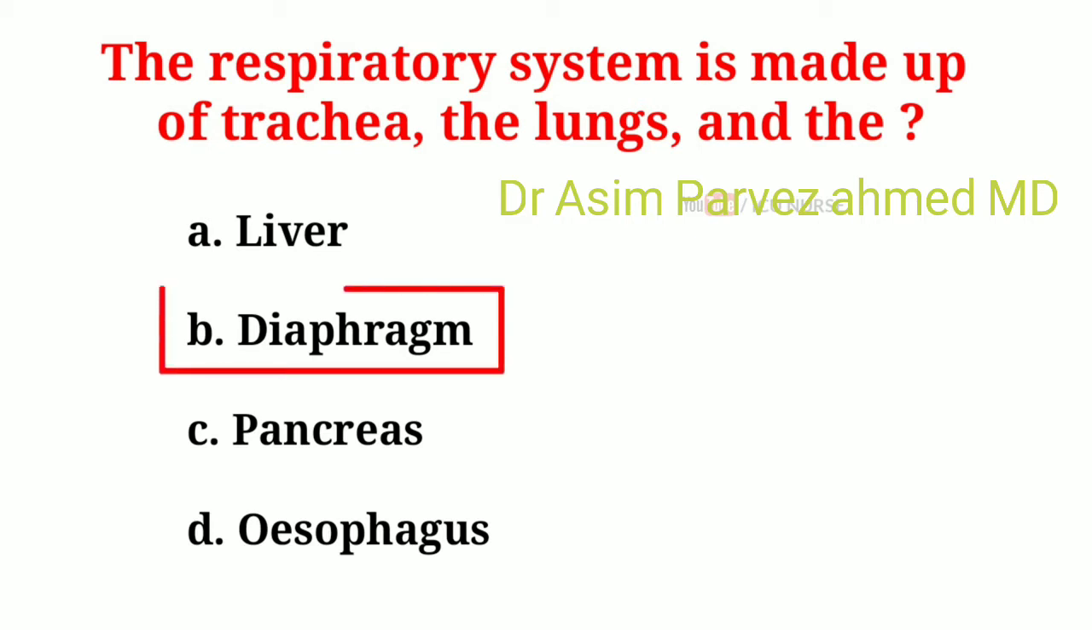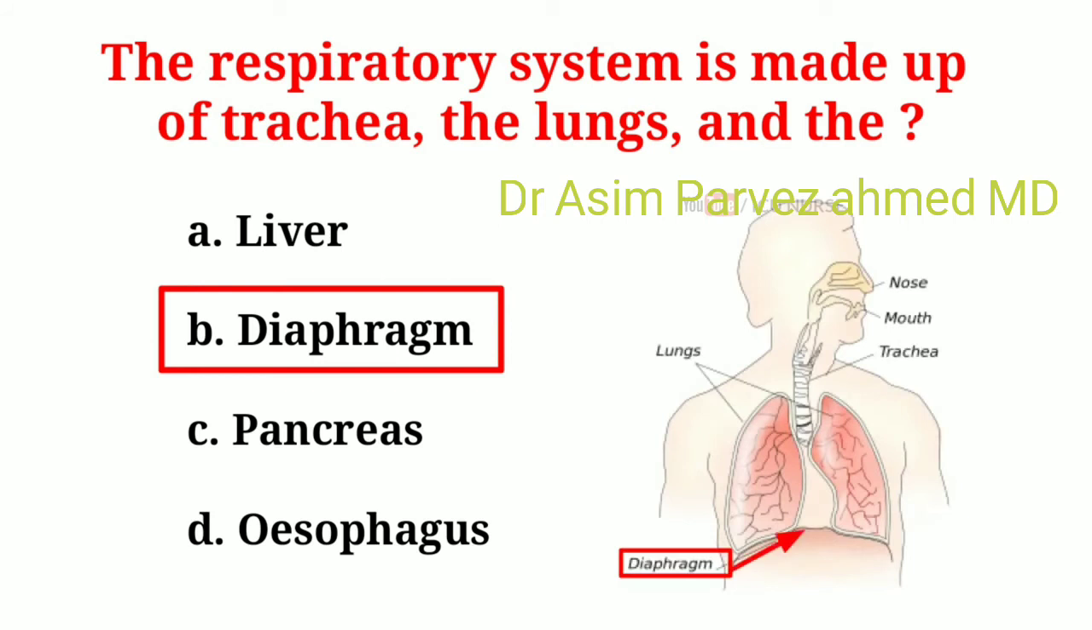B. diaphragm. The diaphragm is the primary muscle used in respiration. This dome-shaped muscle is located just below the lungs and heart. It contracts continually as you breathe in and out.